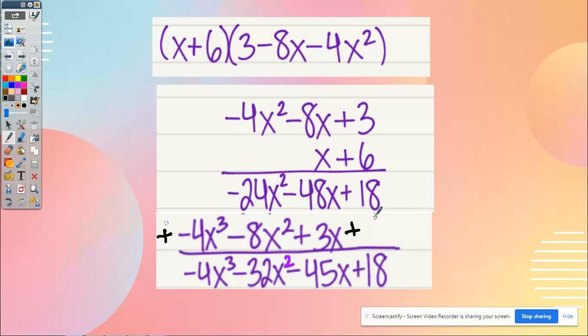So I did 18 plus 0 to get 18. Negative 48x plus 3x is negative 45x. Negative 24x squared minus 8x squared is negative 32x squared. And then this guy had no partner, so you bring him down. When you add, just make sure you're adding: positive plus positive is still positive. If they're opposite signs, you have to see which one has the higher value and keep that sign. And then like signs you keep and you add.